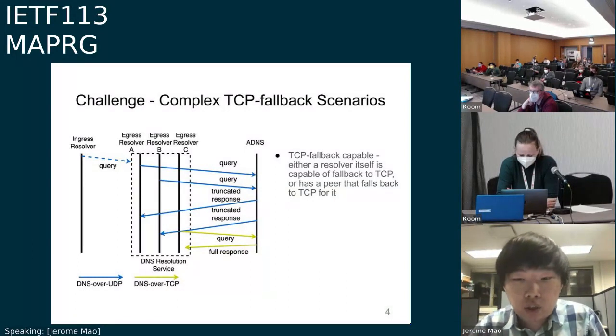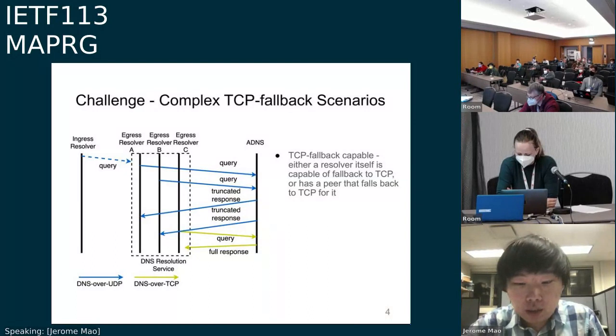And the figure here shows a more complicated, non-canonical TCP fallback scenario. You can see that we have two UDP queries from resolver A and resolver B, and a TCP query from resolver C. In this case, we do not have enough information to say that the TCP query from resolver C is a consequence of A or B's UDP queries. Then resolver A and resolver B are indeterminate in terms of TCP fallback capabilities in this transaction.